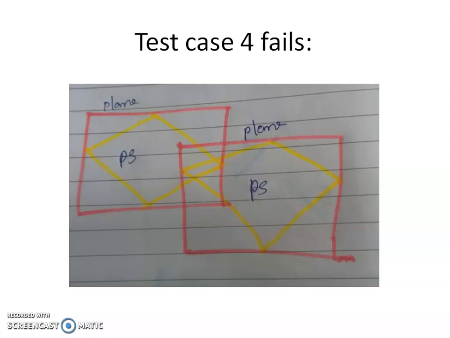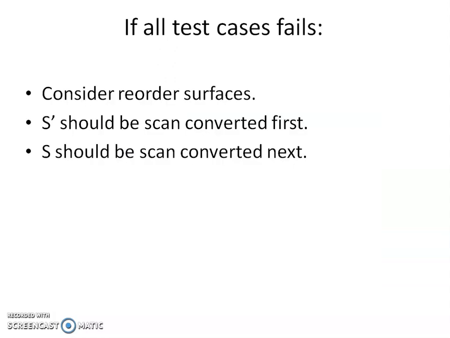So, what should we do? Then we should go for reordering the surfaces. That is, S dash should be scan converted first, then S should be scan converted, in the reverse order.